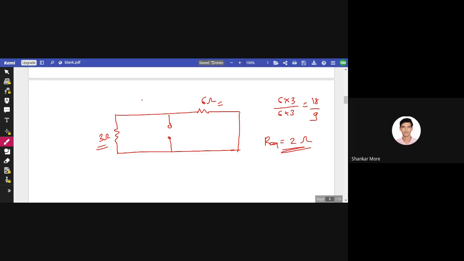Okay, fine. And then C is what? The value of C is given to us as 2 farad, right? So tau will be equal to 2 into 2, that is 4. So we got tau now.